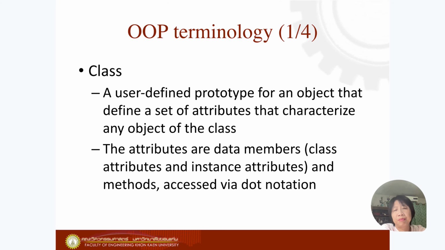Okay, now let's learn about the important terminology in OOP. The first term that you should understand is class. What is a class? A class is a user-defined prototype for an object that defines a set of attributes that characterize any object of the class. And the attributes are data members. And data members include class attributes and instance attributes, and methods accessed via dot notation.